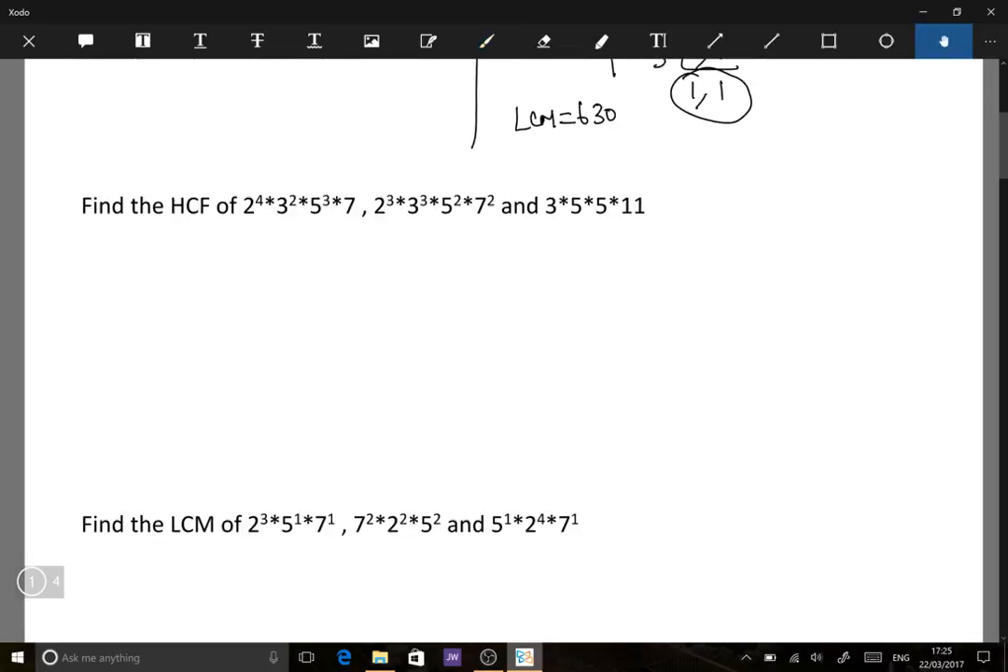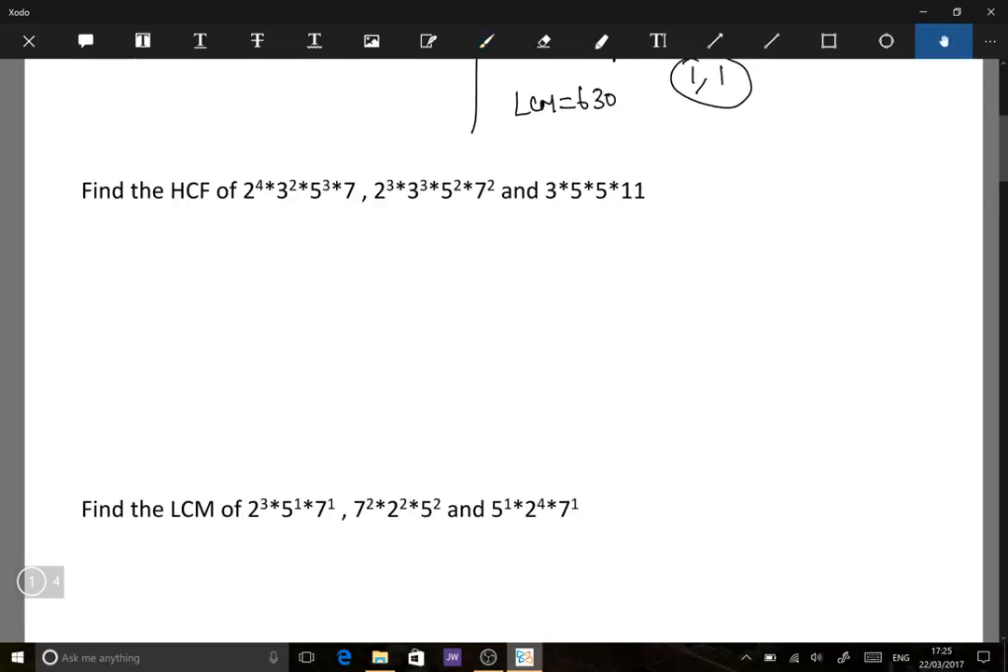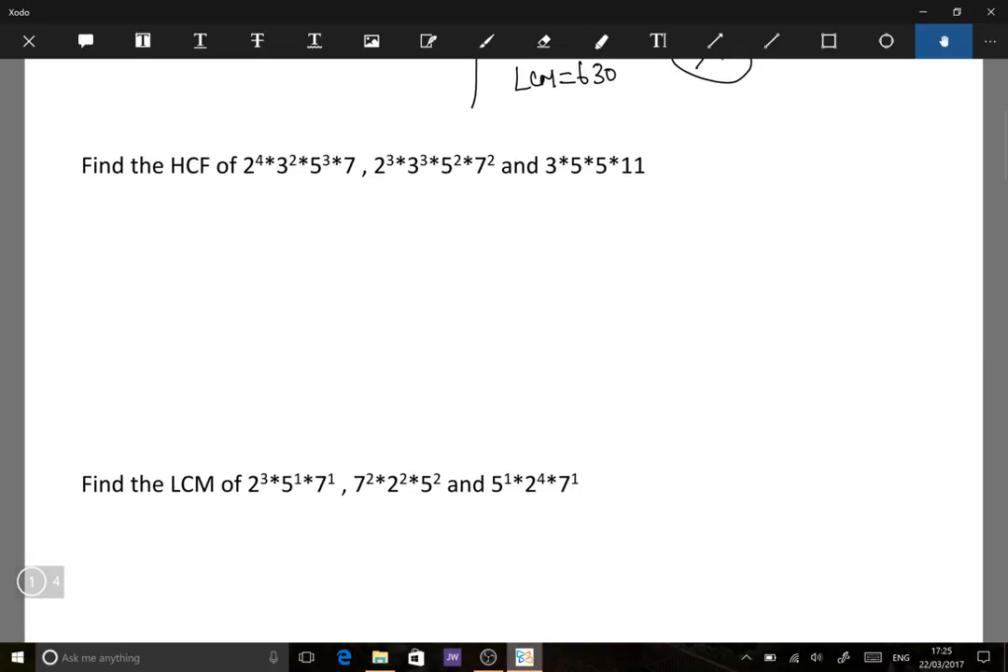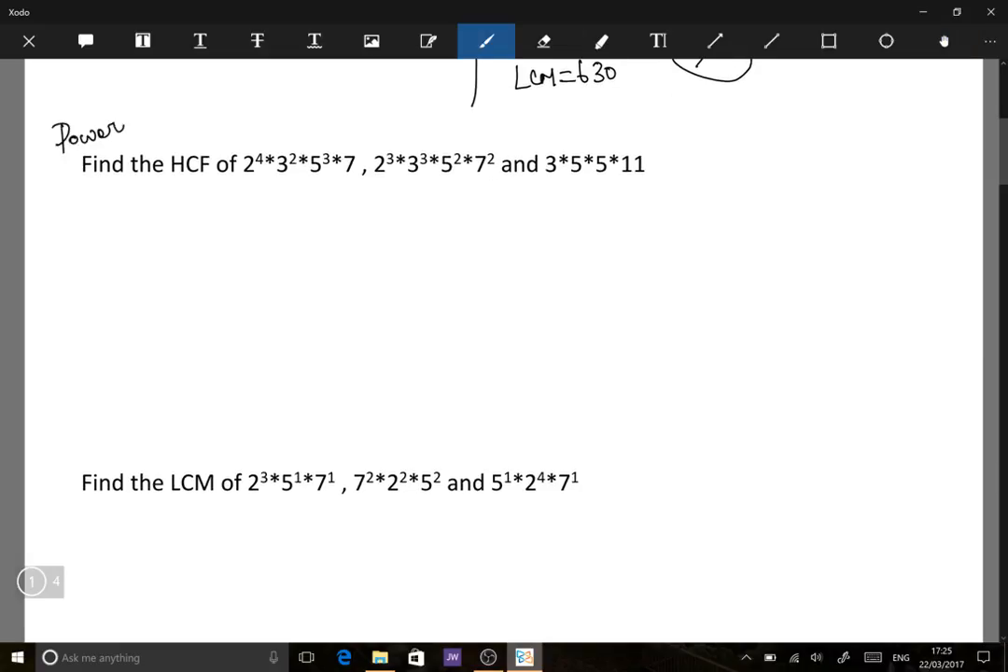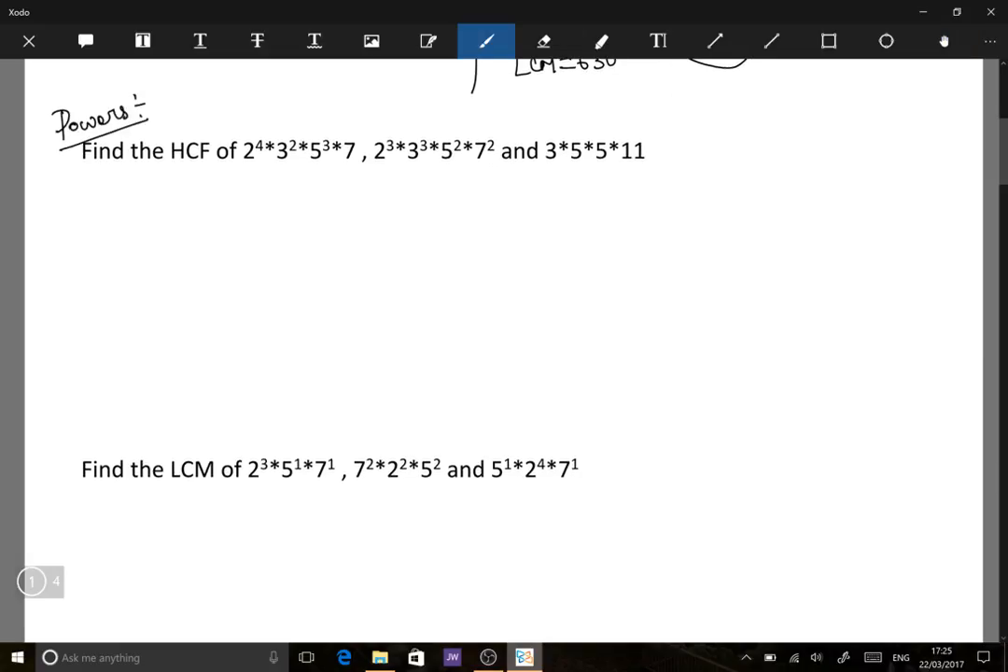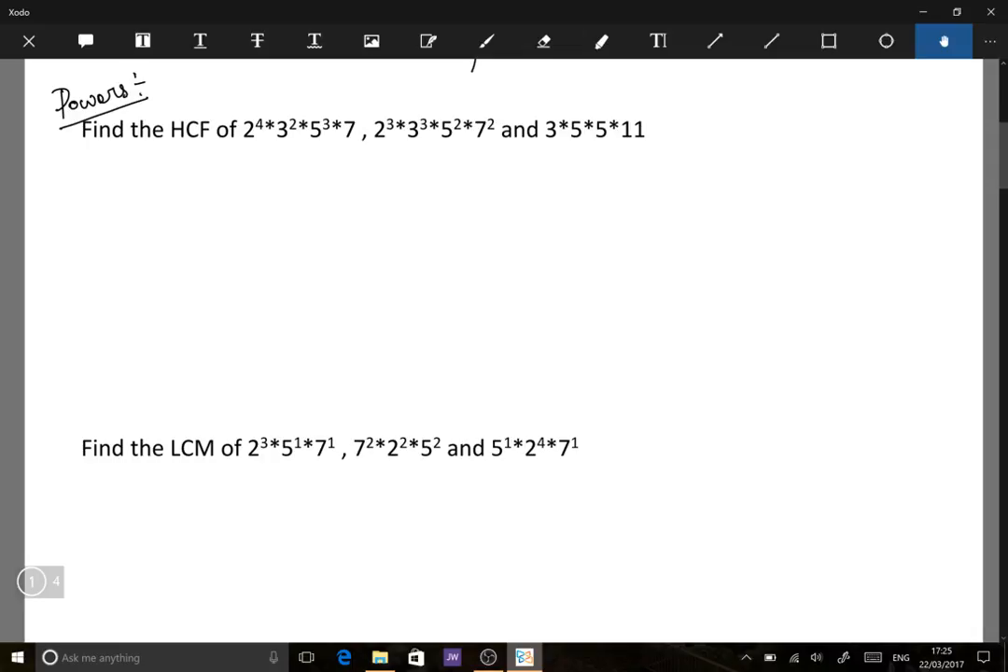Able to follow? You can get a somewhat clearer idea in the following examples. Now see, HCF in powers. Find the HCF of 2 power 4 into 3 squared into 5 cube into 7, 2 cube into 3 cube into 5 squared into 7 squared, and 3 into 5 into 5 into 11.